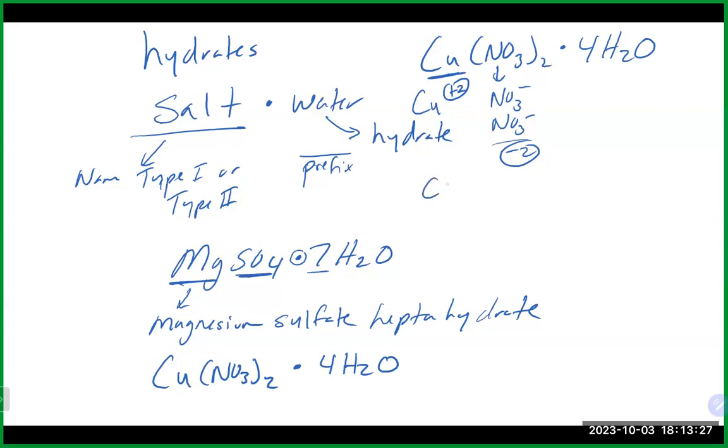The first part of this name should be copper Roman numeral 2, and we use the whole name of our polyatomic ion, regardless of how many there are. That'll be copper Roman numeral 2 nitrate, and as you correctly said, prefix there for 4 is tetra, and it would be tetrahydrate in this case. Yeah. So really, hydrates, you name the water part as hydrate, and you name the salt part like you would do a type 1 or type 2 sort of compound.